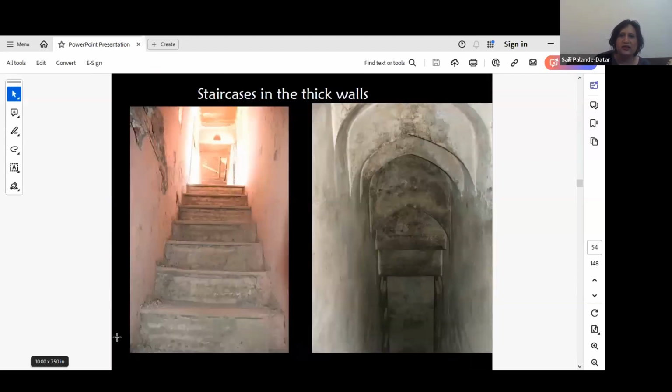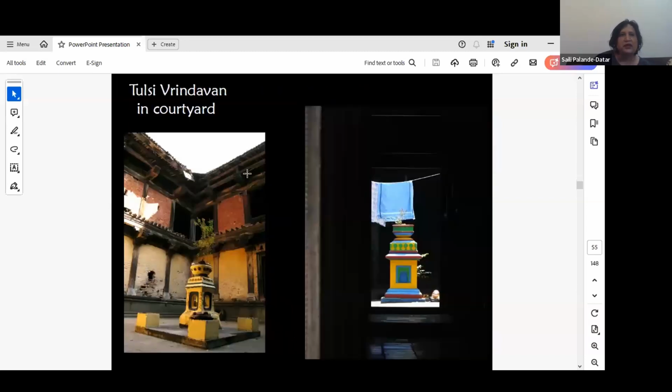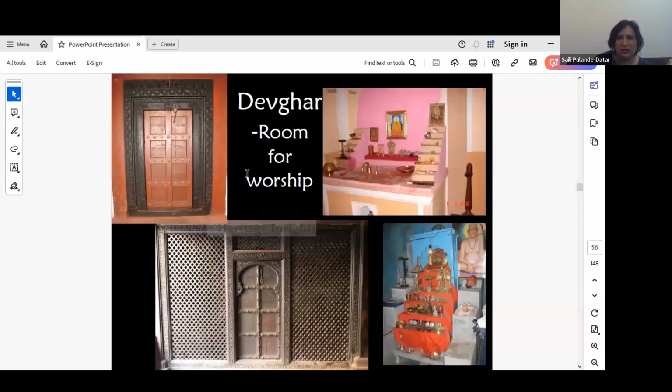All the staircases in these vadas are within two walls. The walls are actually very thick, and the staircases are within the wall and not in the exteriors. So they are generally very dark, only allowing the shaft of some light coming in at strategic places to guide you through the route. We also see many Tulsi Vrindavan in the courtyards.